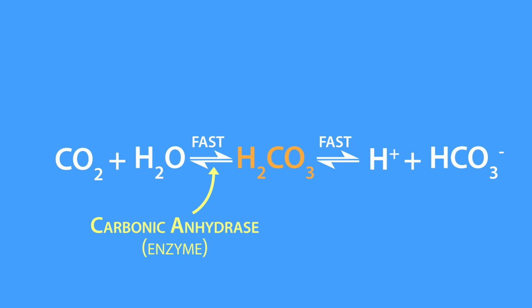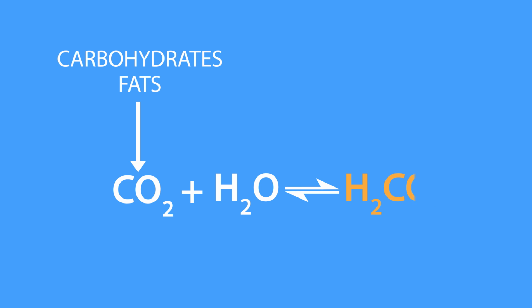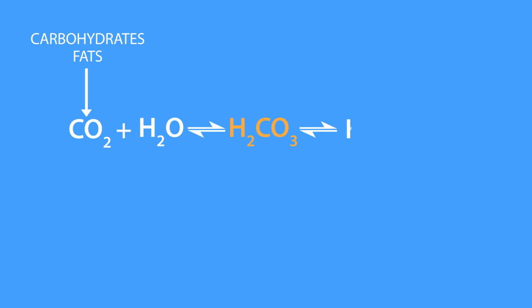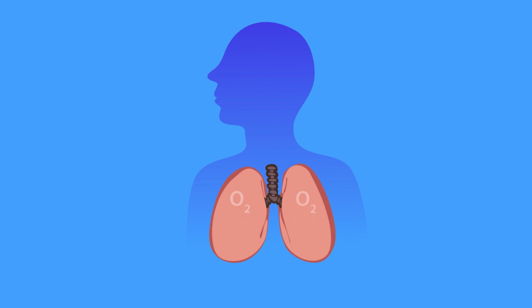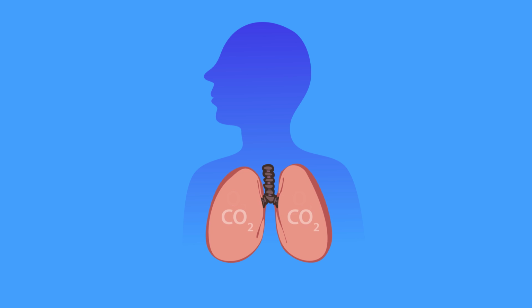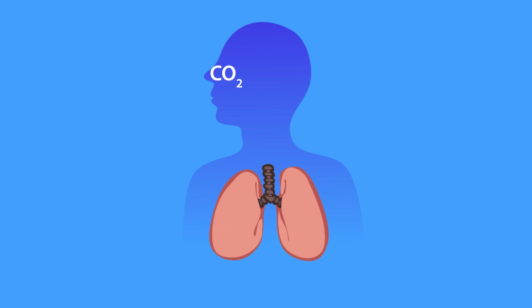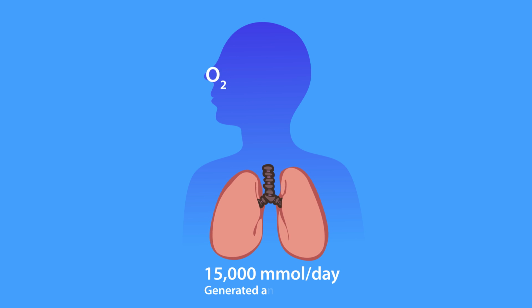This means that as carbon dioxide is generated from the metabolism of neutral carbohydrates and fats, it would quickly combine with water to form carbonic acid, which would lead to the donation of a hydrogen ion and the lowering of the plasma pH. To avoid the formation of excess carbonic acid, carbon dioxide is constantly eliminated by the lungs through normal respiration. On average, 15,000 millimoles of carbon dioxide are generated each day, while an equal amount is eliminated by the lungs.